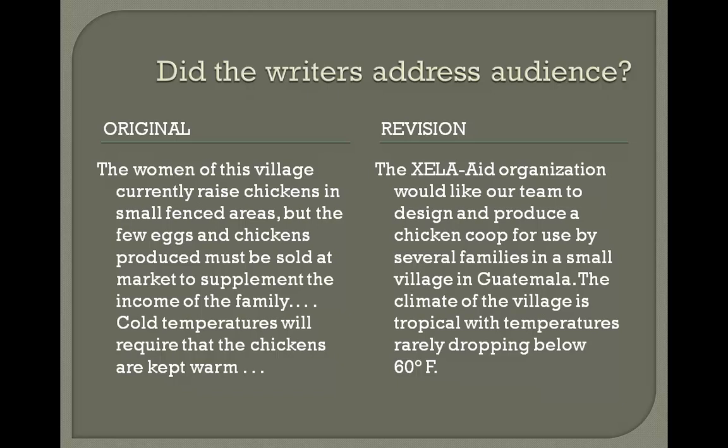So when it's revised, over on the other side, we've got a definition of who it is that's employing us, what we're going to build right off the top, who it's for, and then it starts to be much more specific about defining terms that are vague, like cold in the original becomes rarely dropping below 60 degrees in the revision. What else, as you're looking at those two statements, the original and the revision, have the writers done in their revision to address audience?